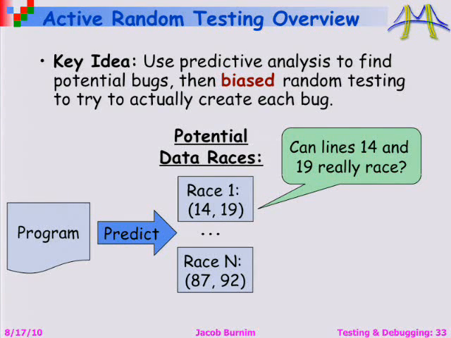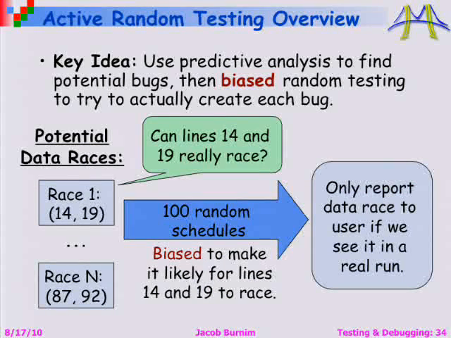Normally the user will then have to look and say, for each of these, can the code at line 14 and line 19 really race? What we'd like to do is instead of making the user do that by hand, we'll take the program, and for each of these race reports, we'll randomly run the program, but not just with a naive random scheduler. We'll bias the random schedule in a way that will make it very likely for this particular race to occur if it's feasible.